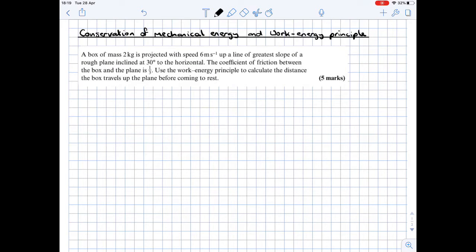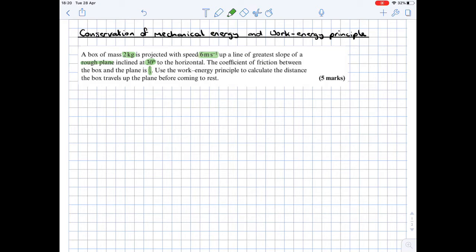Conservation of mechanical energy and the work energy principle. In this question, a box of mass 2 kilograms is projected with a speed of 6 meters per second up a line of greatest slope of a rough plane inclined at 30 degrees to the horizontal. The coefficient of friction between the box and the plane is 1/3. Use the work energy principle to calculate the distance the box travels up the plane before coming to rest.